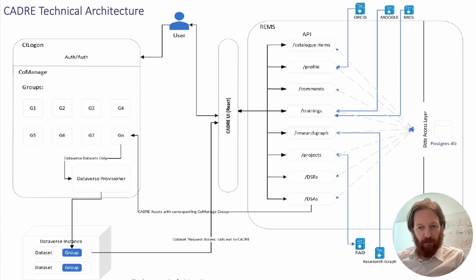This architecture, looking at the bottom left there, also represents the provisioner setup for Australian Data Archive's own Dataverse system, where approved groups of users that are identified in CoManage have permissions created in Dataverse that correspond to the data they requested. This is a good illustration of a comprehensive data service integration with CADRE.